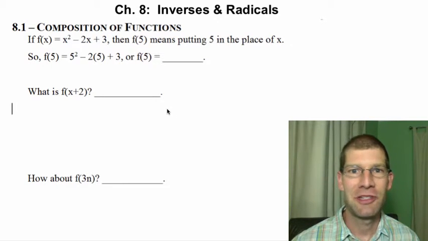Hi, we're starting Chapter 8, which is inverses and radicals. Today we're doing 8.1, composition of functions.